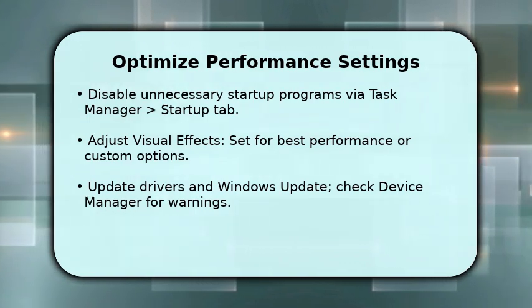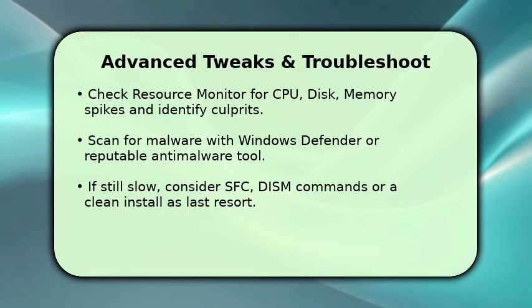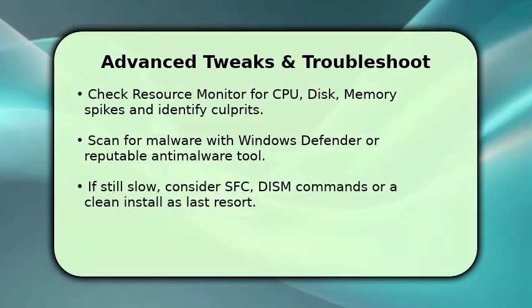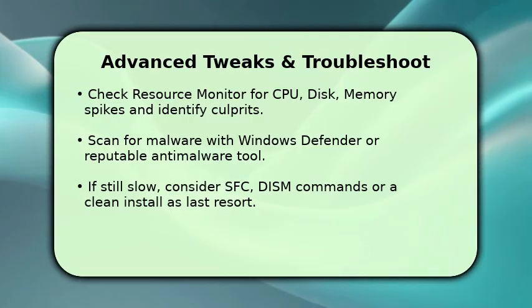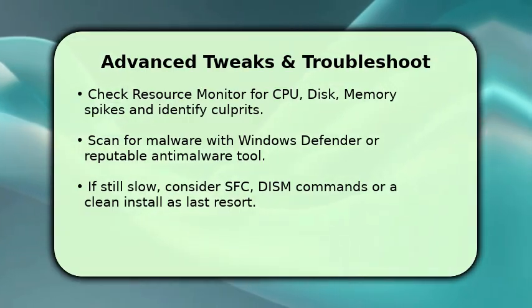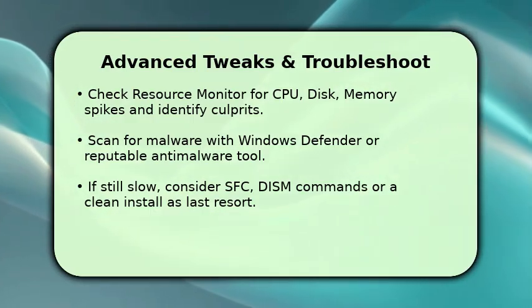Open Resource Monitor to spot which processes spike CPU, disk, or memory. End or uninstall the offending app. Run a full malware scan because infections often cause unexplained lag. If problems persist, run System File Checker, SFC /scannow, and DISM to repair corrupted system files. These commands fix core Windows issues.